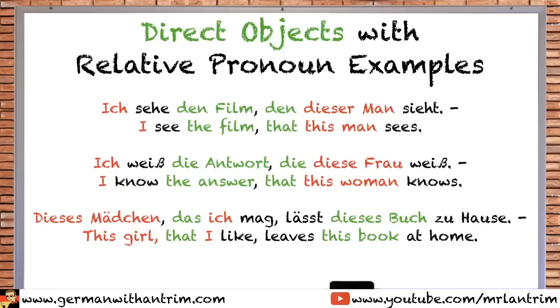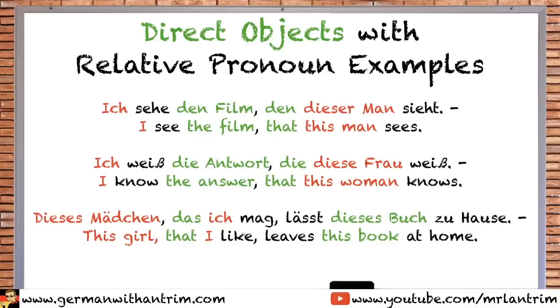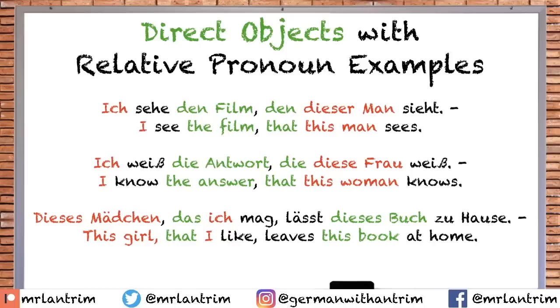So ich sehe den Film, den dieser Mann sieht. So I see the film, that's the normal sentence, and then den refers back to the film, which is in the accusative case in the clause that it's being used in, and so we have dieser Mann sieht. Dieser Mann is the nominative case in that particular part of the sentence, and den is the accusative case used in that part of the sentence.